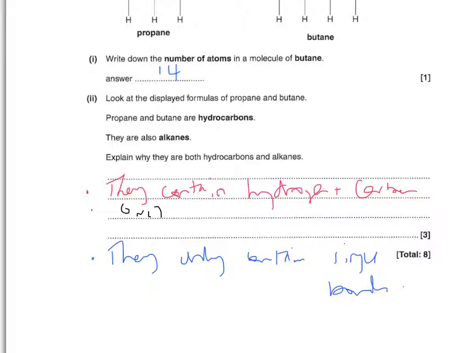And that's explaining why it's an alkane. Alkanes only have single bonds. Alkenes have at least 1 double bond.